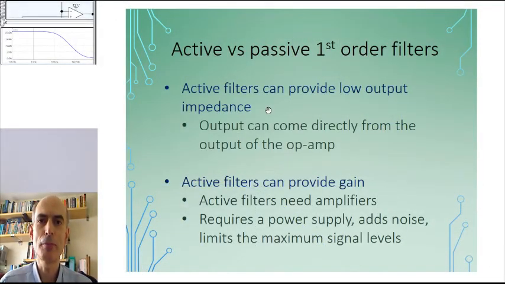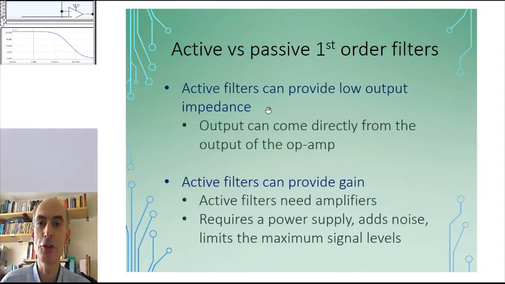So to summarise, active filters have an advantage over passive filters in that they can provide a very low output impedance, which makes the performance of the filter independent of what load that filter is driving. They can also provide some gain along with the filtering action.